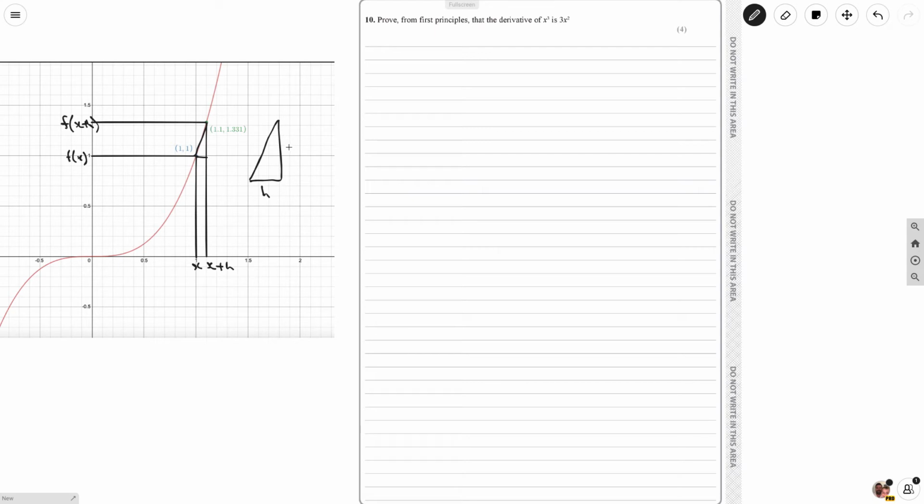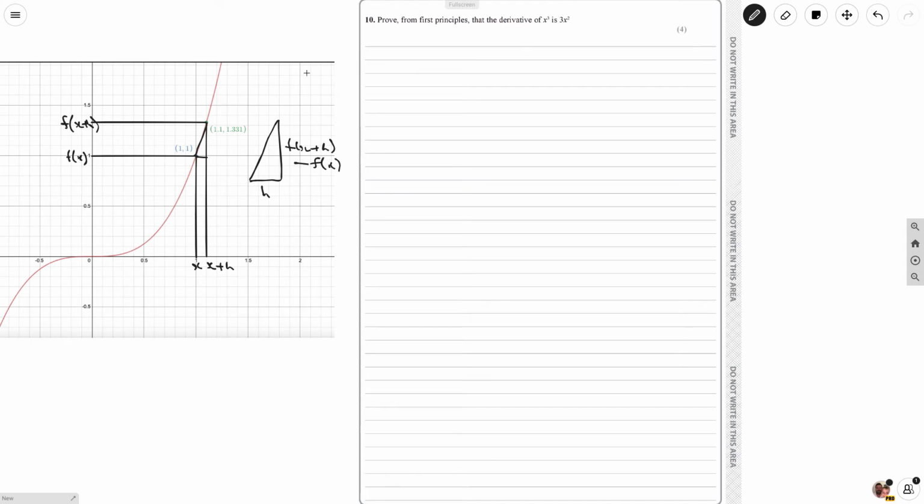Now the height of this triangle though, well, it's the two y values subtracted, so it's the higher value, which is f of x plus h, subtract f of x. And then gradients, it's rise over run. You're going to do this rise over run. And I'm going to write that on the right-hand side now because this is really what we're going to start actually writing out.